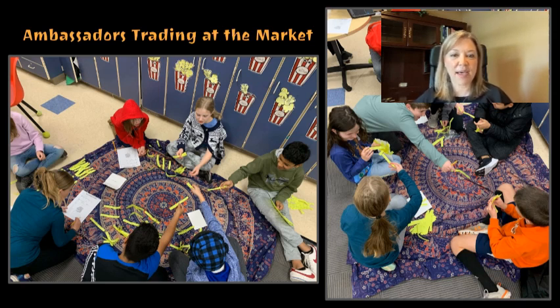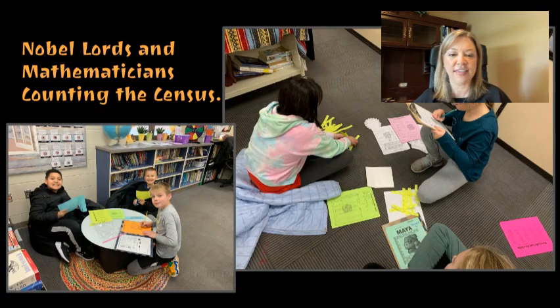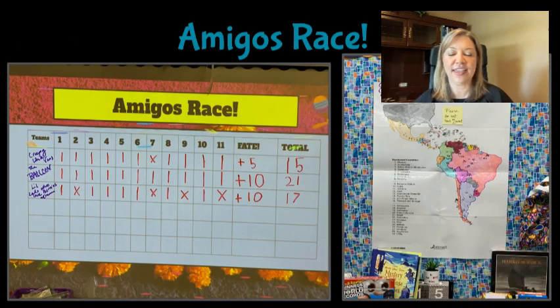And then we have the ambassadors trading at the market. They're trading their natural resources with one another to offer at the sacrifice at the end. And here are noble lords and mathematicians counting the census because they earn corn for different things. And the amount of corn they have is how it affects their population.